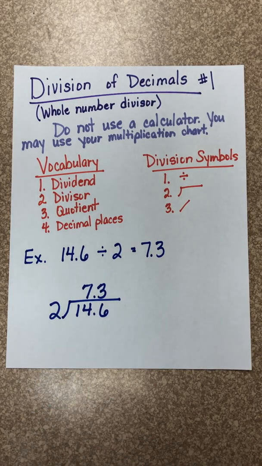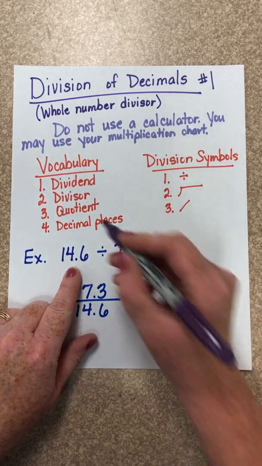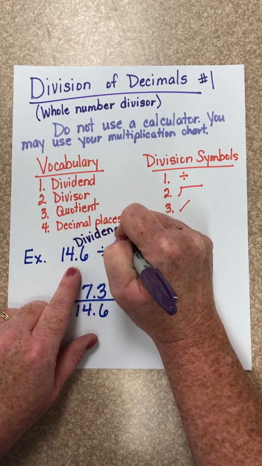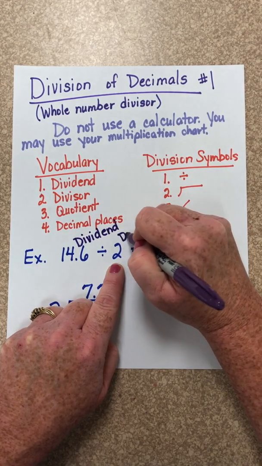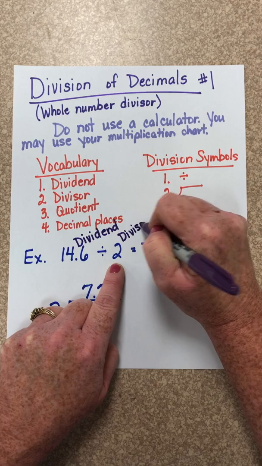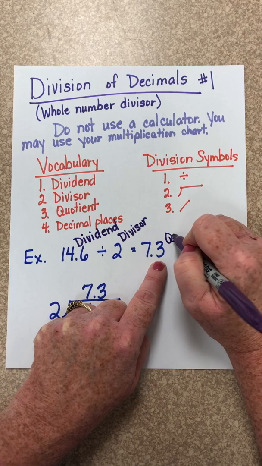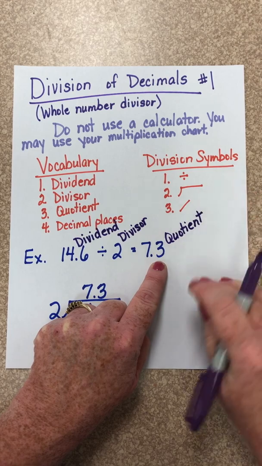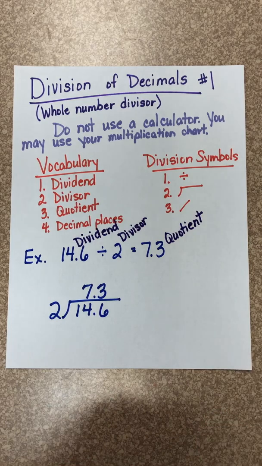All right, let's look at an example. 14.6 divided by 2 is 7.3. The first number in a division problem is the dividend. The second number in a division problem is your divisor. And the answer to a division problem is the quotient. And notice we use the traditional division symbol in this example. Now let's look at decimal places.